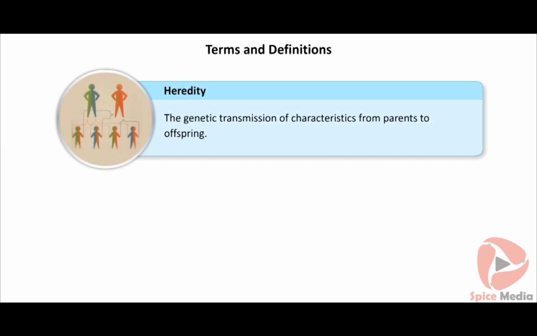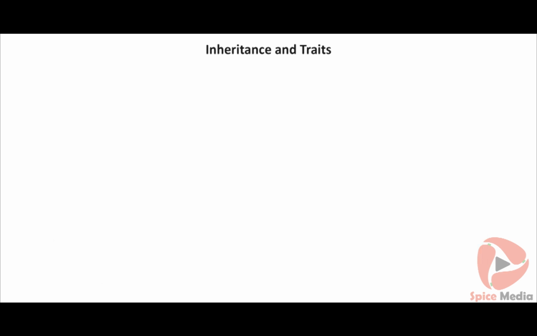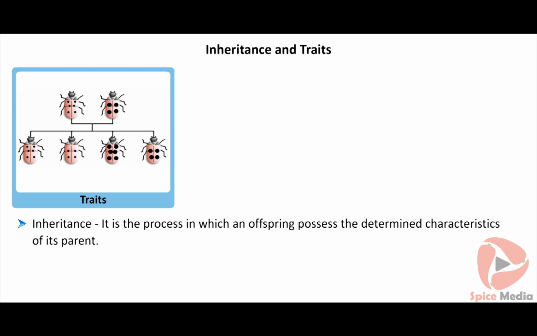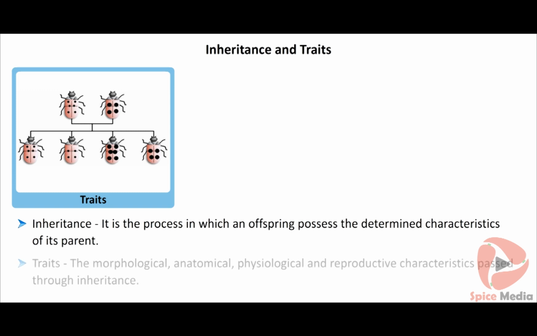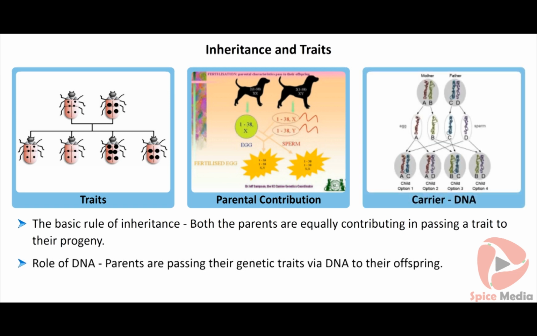The genetic transmission of characteristics from parents to offspring is called heredity. Variation is the change in the characteristics between the individuals or between the groups of population. Inheritance in biology is the process in which an offspring possesses the determined characteristics of its parent. The morphological, anatomical, physiological, and reproductive characteristics passed through inheritance are called traits. The basic rule of inheritance is both the parents are equally contributing in passing a trait to their progeny. Parents are passing their genetic traits via DNA to their offspring.